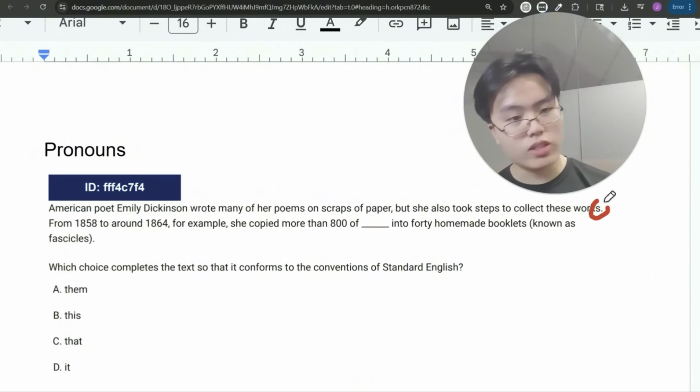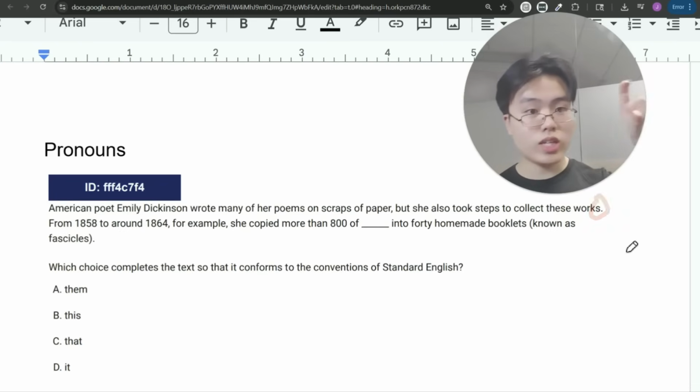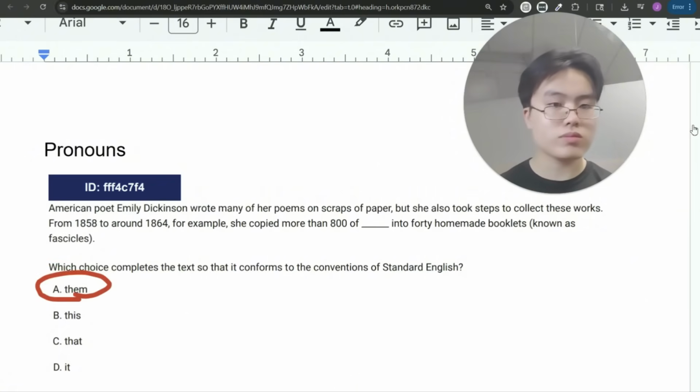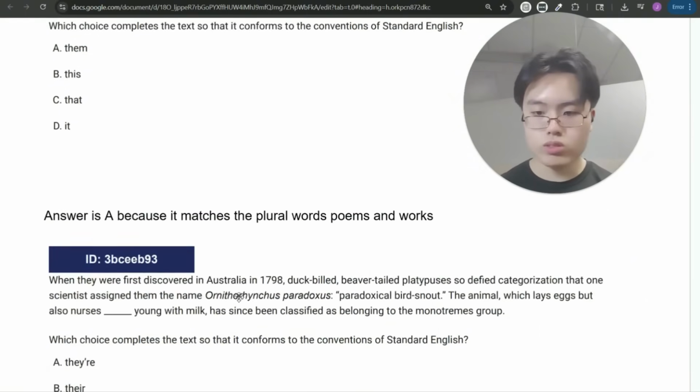And works, there's an S there. That means it's plural. Because remember, nouns, if there's an S, that means it's plural. So you have to pick the plural answer choice. The answer is A. And that's it. Okay. And yeah, that's pretty much it. Now let's do another pronoun question.